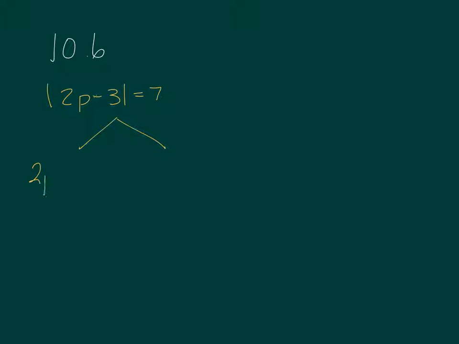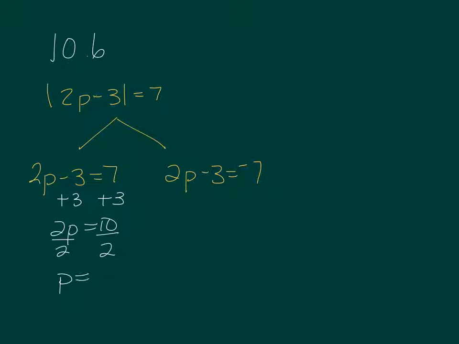So the first equation would be 2p minus 3 equals 7. And the second equation would be what? 2p minus 3 equals negative 7. Then just go ahead and solve. Two-step equation here. We get 2p equals 10. Divide by 2. And p equals 5. Other one, same thing. Add 3. You get 2p equals negative 4. Divide by 2. And you get p equals negative 2.